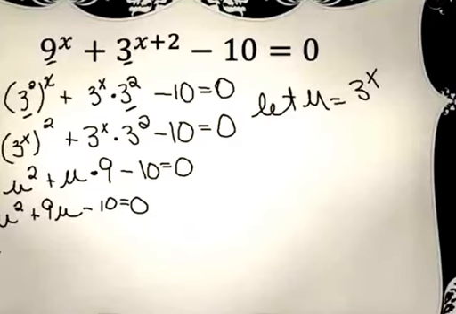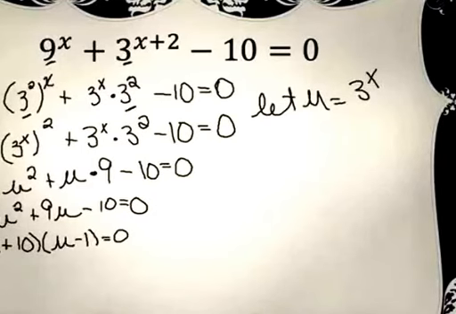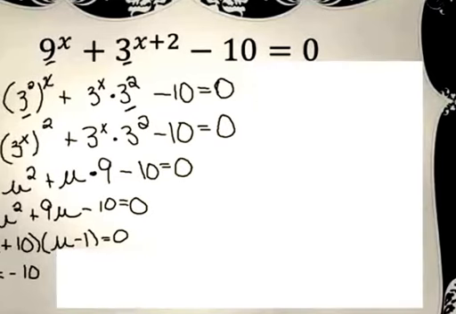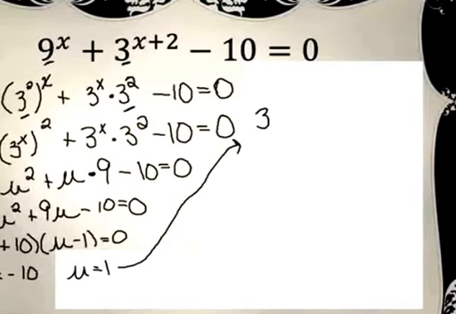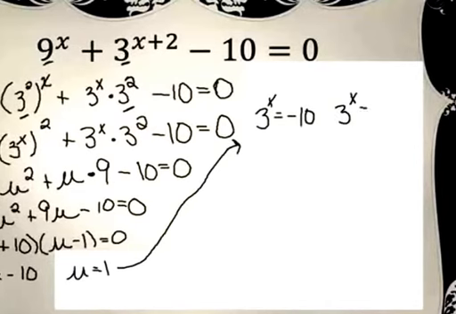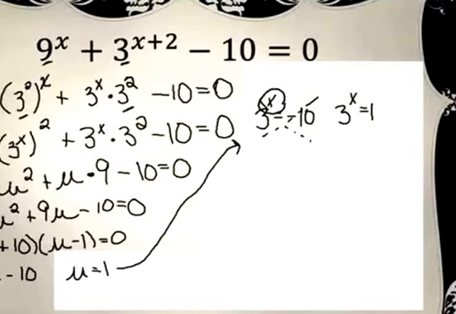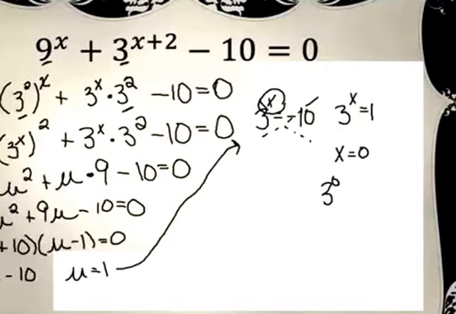So we're going to have u plus 10 times u minus 1 equals 0. So u equals negative 10 and u equals 1. So now let's put that back in. Since we know that we let u equal 3 to the x, we're going to have 3 to the x equals negative 10, and we're going to have 3 to the x equals 1. Well, it can't be this because we can't think of a real exponent that will make this a negative number. I know that x has to be 0 because 3 to the 0 is 1. So it turns out our answer is x equals 0.